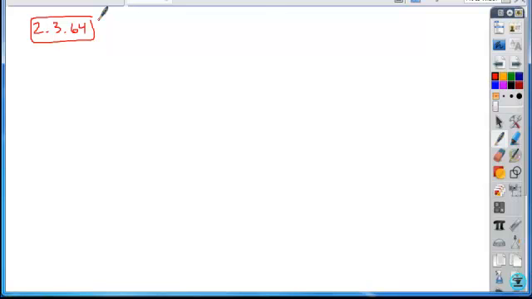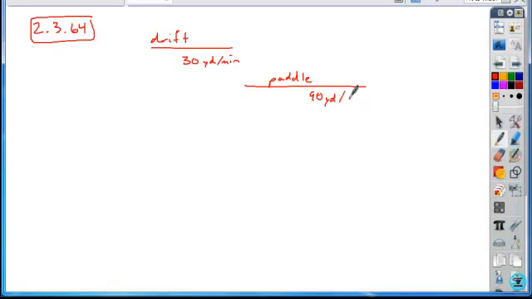Right. In 64, it says that you're on a canoe and you're either drifting at 30 yards per minute or you're paddling at 90 yards per minute. Okay. And then the model for this is that your total distance is 1,800 yards.